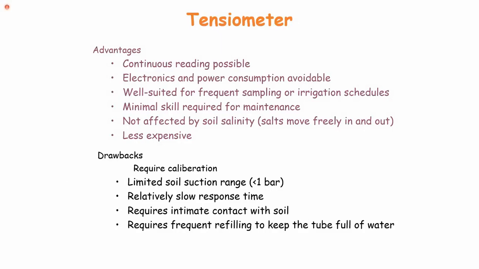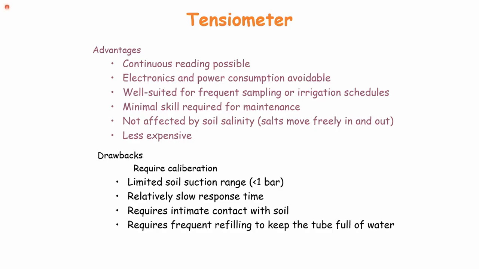Here again we can see the advantages and disadvantages of this instrument. The advantages are that continuous reading is possible. Once you install the instrument in the field, you can continuously take readings. Electronics and power consumption are avoidable. For example, if you have to do the gravimetric method continuously, there is a lot of power consumption. But here, once you get the calibration curve, there is no need for any power consumption.